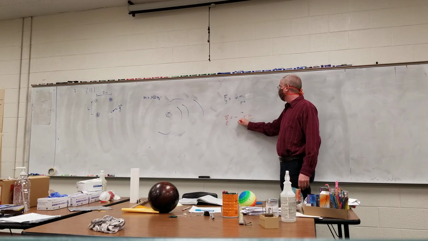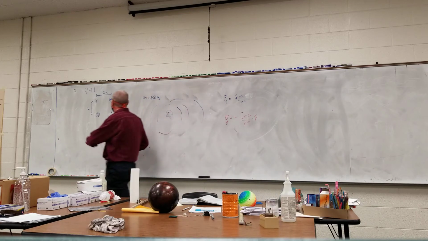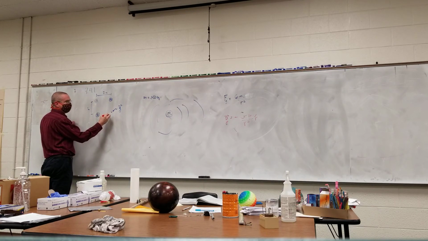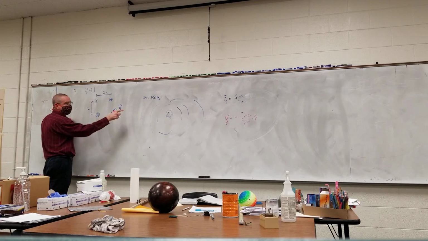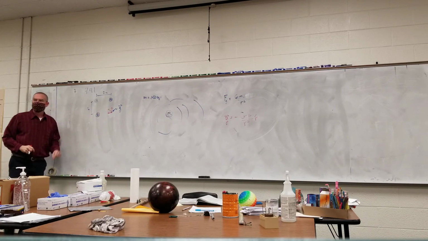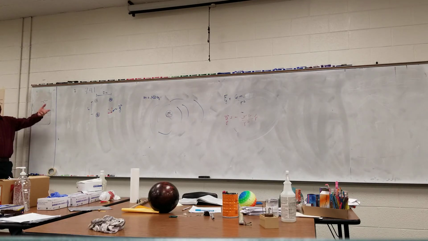So negative G mass over R squared, R hat. This creates a gravitational field in the negative R hat direction, which means it's towards the center. This one's going to have one in that direction, this one's going to have one in that direction. So once you do a plug and chug, you'll end up with three vectors that you need to add together.